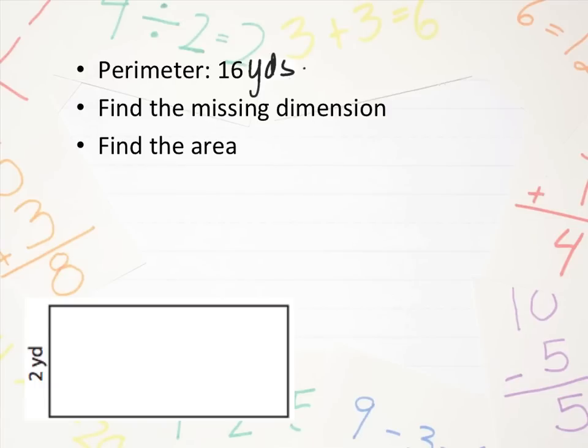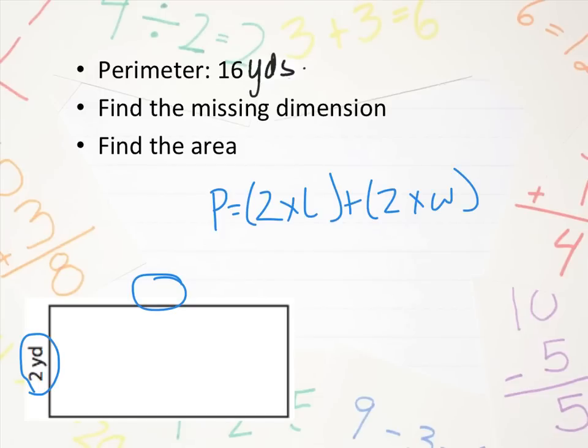Now for this slide, I'm given the perimeter of 16 yards. I have this dimension, the width of 2 yards. I don't have a length. So I'm going to start now with my perimeter formula. Perimeter equals 2 times the length plus 2 times the width. Since I'm going to call 2 my width, I'm going to say 2 times 2 plus 2 times the length. And my perimeter is 16 yards, so it's going to equal 16.